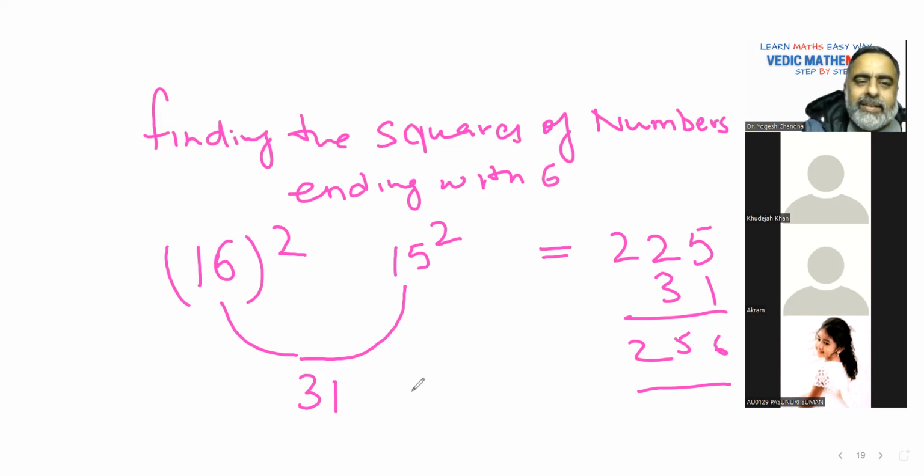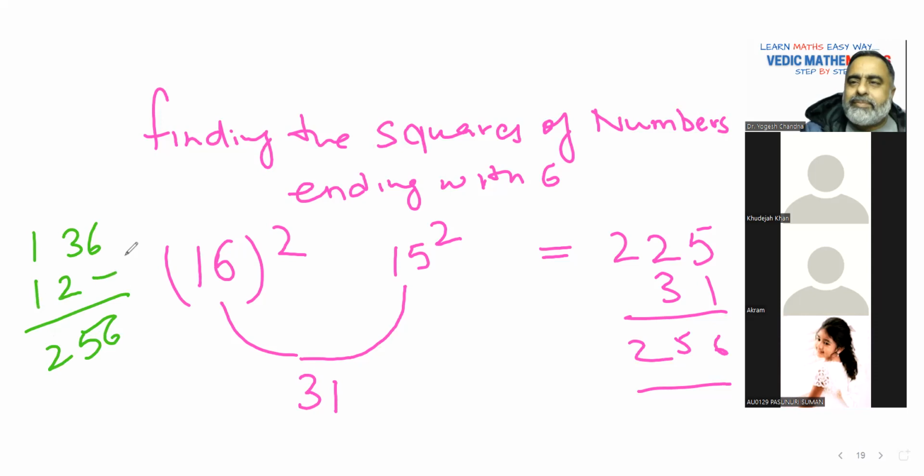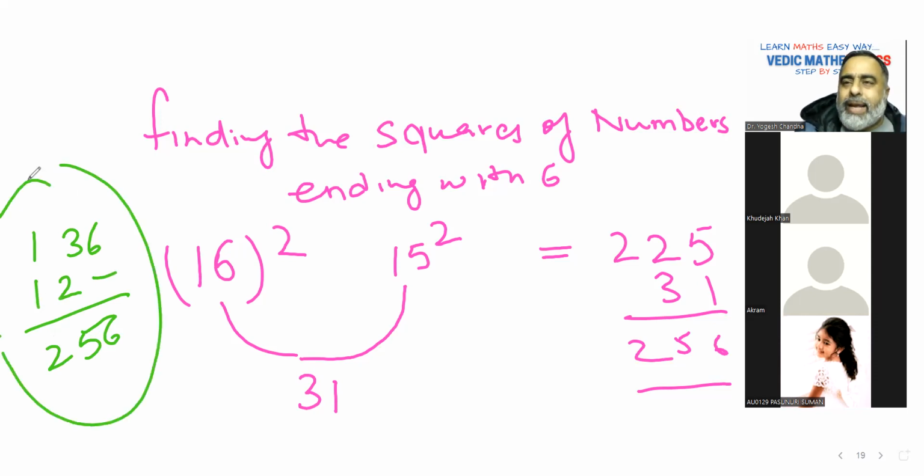Let's check it. 16 squared is 256. Yes, same. But this was not possible to do mentally. This you can calculate mentally. How? 16 squared. Okay, 15 squared is 225. Now 15 plus 16, how can you calculate?